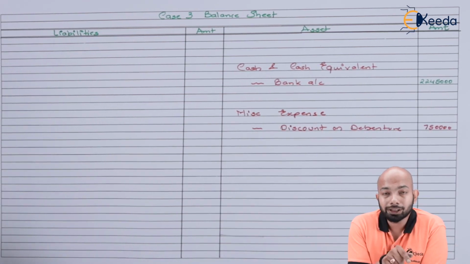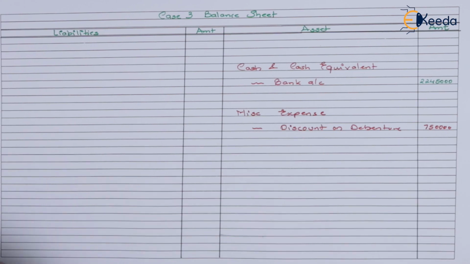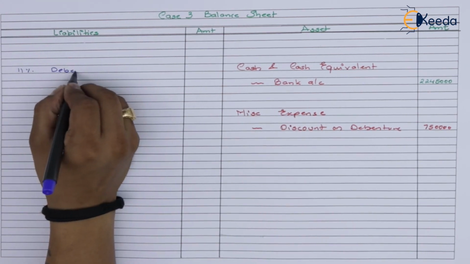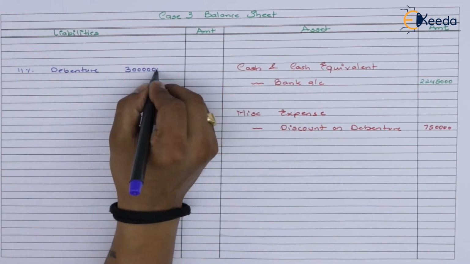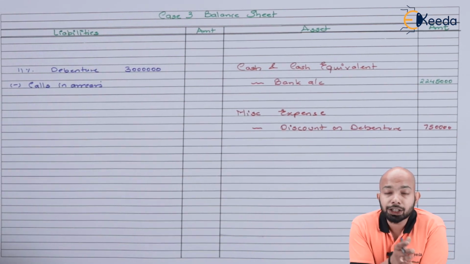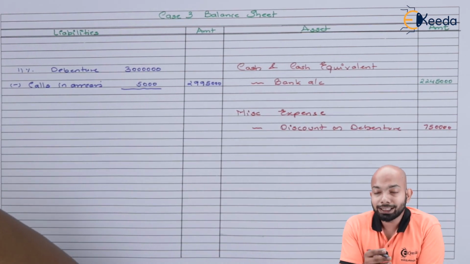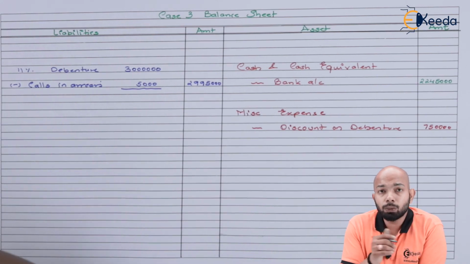Now that we have mentioned all these details, let's move on to the liability side and mention the debenture capital after subtracting the calls in arrears here. So 11% debenture has been mentioned with 30 lakhs as total. Calls in arrears have to be subtracted from that. So that gives you a total of 29 lakh 95,000 here, which has been mentioned.